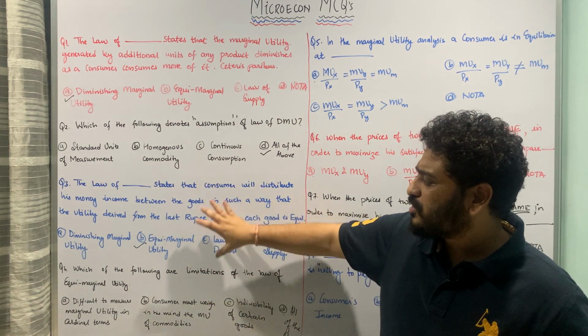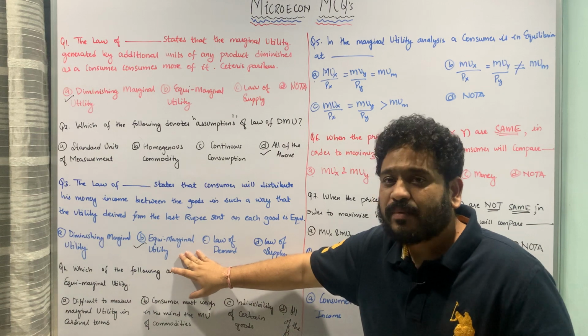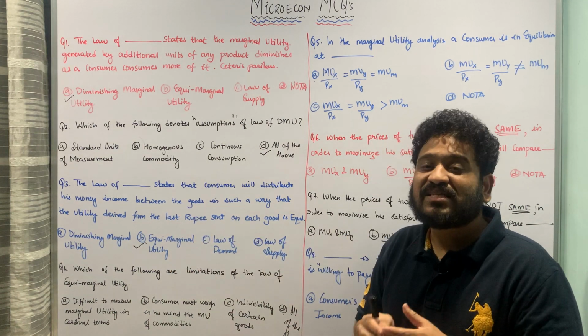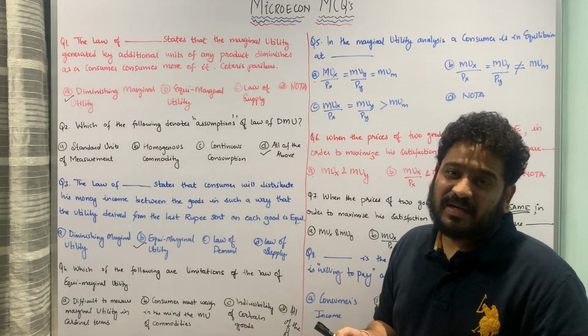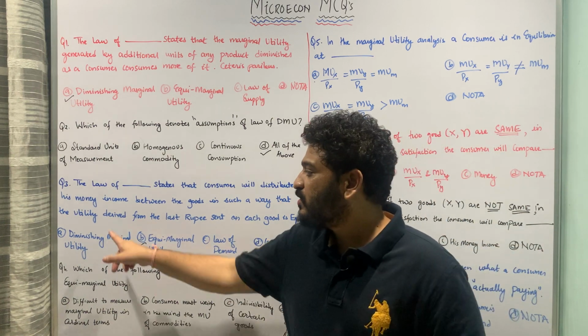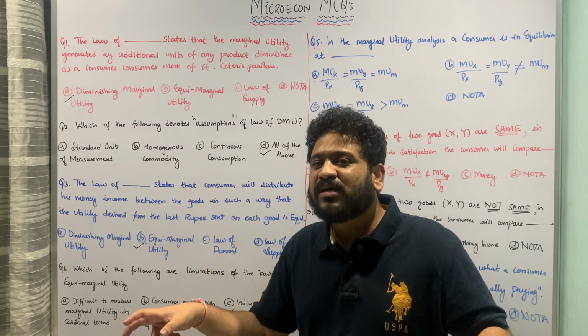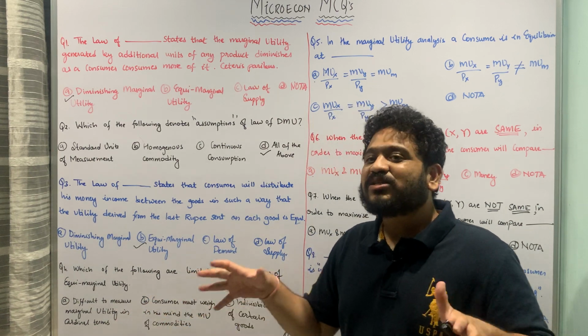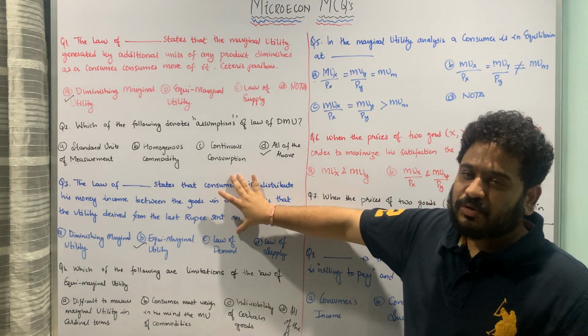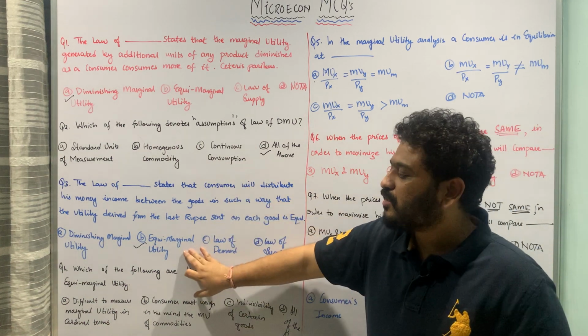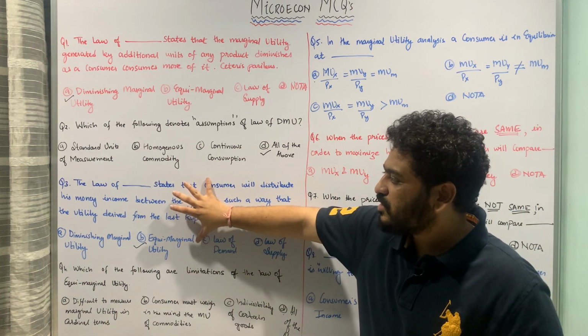I hope the question is pretty much clear with respect to equi-marginal utility. What the consumer is doing, he is distributing his money income in such a fashion that the utility which he or she is going to derive from the last rupee spent on both these goods is going to be equal or same. That is what the consumer is doing in terms of the law of equi-marginal utility. I hope the question is pretty much clear.